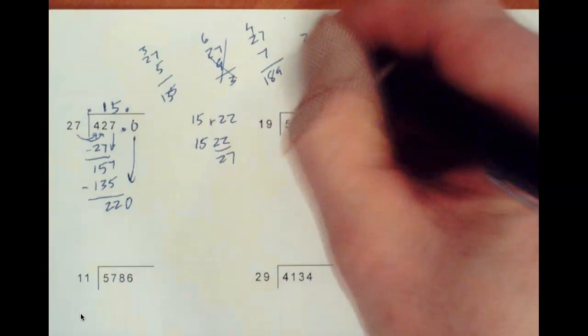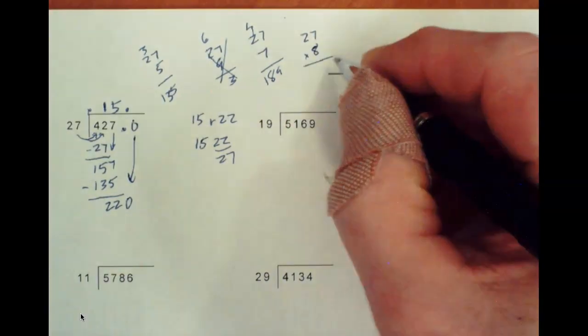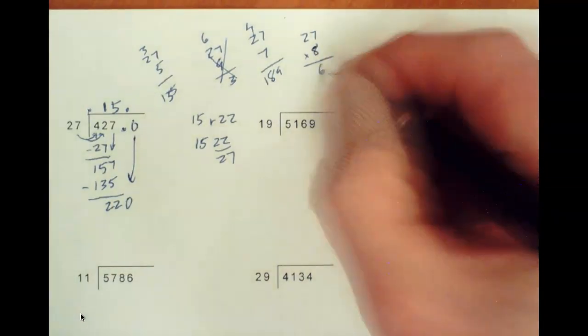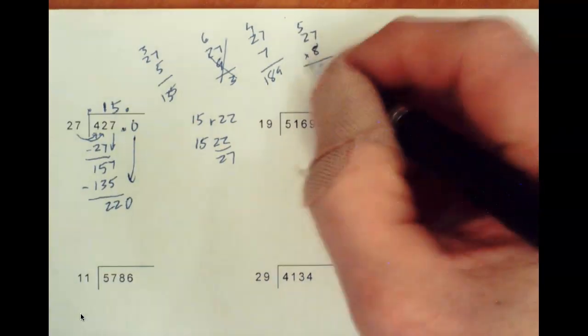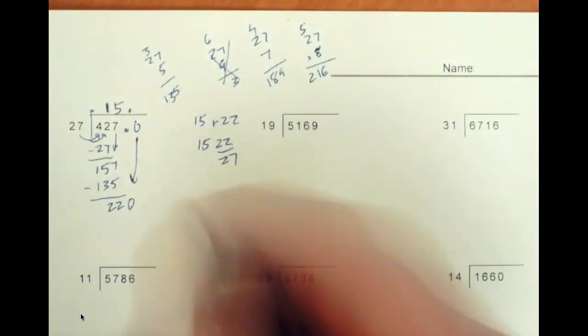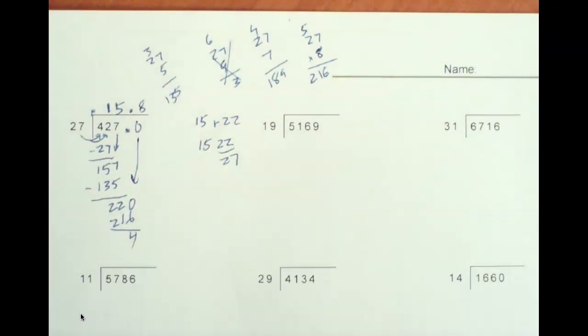8 times 27. See all the work this involves? Yeah, a lot of multiplication. 8 times 7 is 56. Here's 6, and here's the 50. 8 times 2 is 16, plus 5 is 216. There we go. So we are going to go 8 times. That's 216. We subtract out. We have 4 left over.